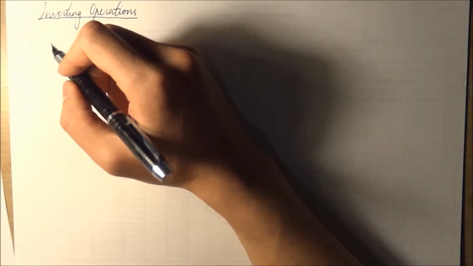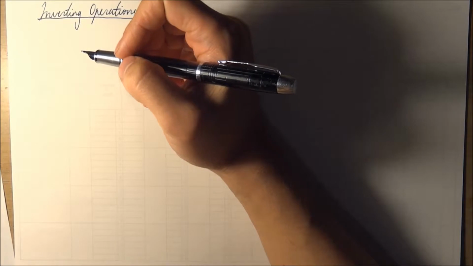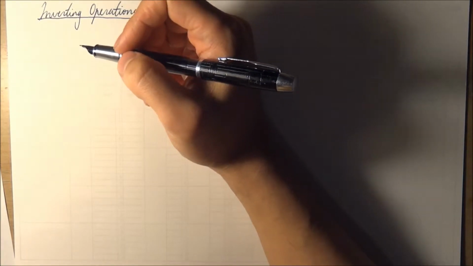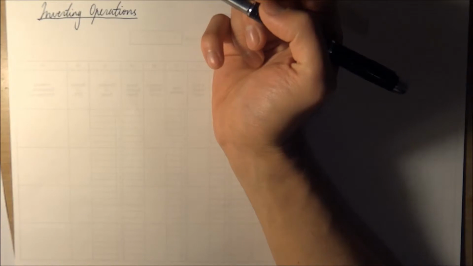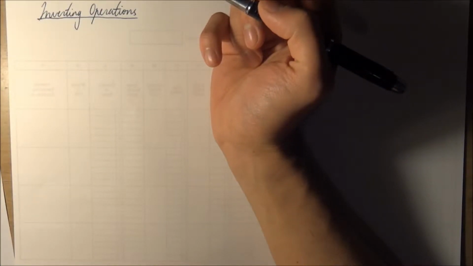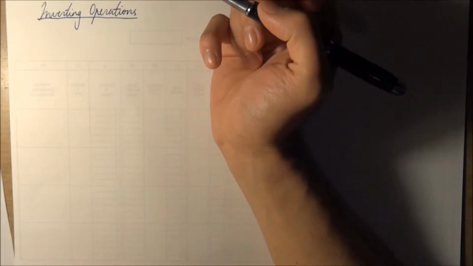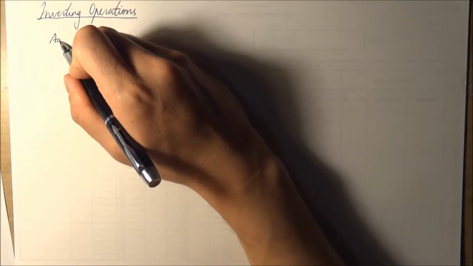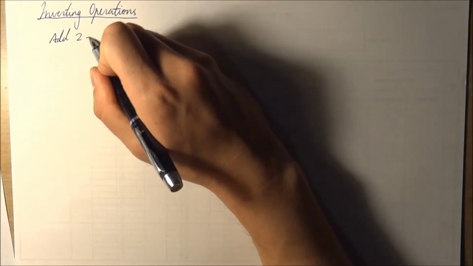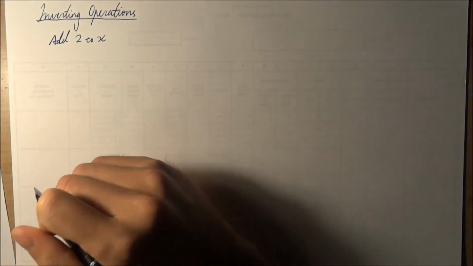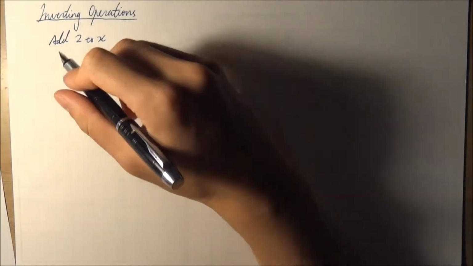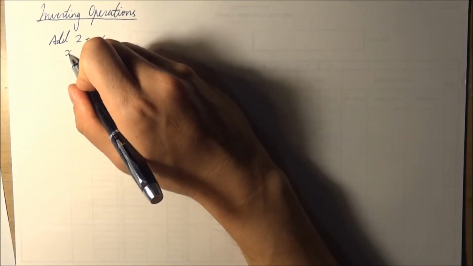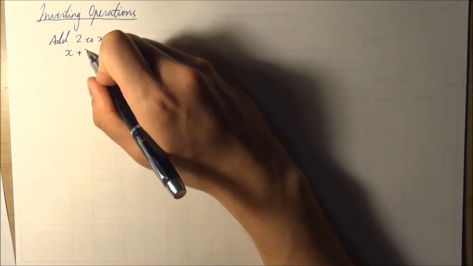So before we start with equations, let's go back to the more basic algebraic operations. There we learned to convert various descriptions into algebraic expressions. So for example, if we say add 2 to x, what it means is that we start off with x and then we add 2 to it.